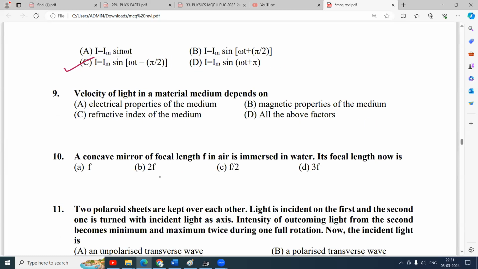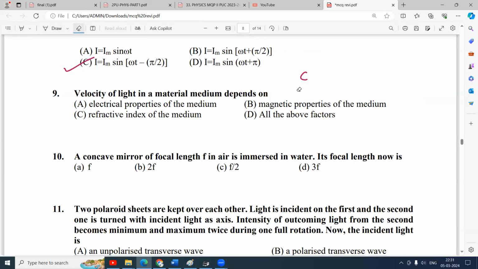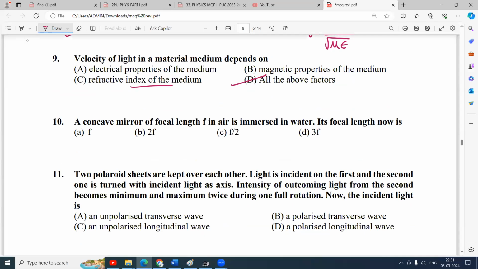Then velocity of light in material medium. You know that velocity of light in a material medium depends on the electrical as well as the magnetic properties of the medium, because velocity is 1 by root of mu epsilon. So it depends on both electrical property, magnetic properties, refractive index of the medium, everything, all the above factors. Because even refractive index n equal to c by v, so speed of light depends on the refractive index, v equal to c by n.